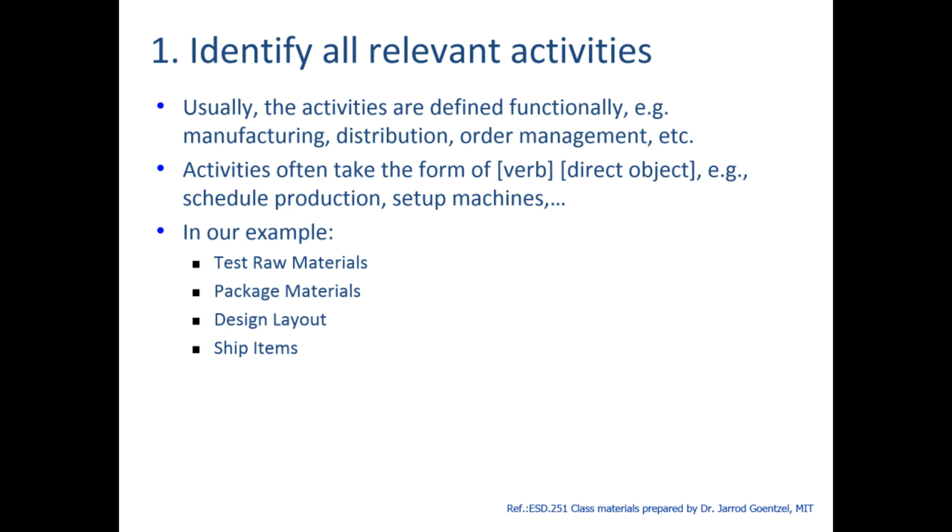The first step is to identify all the relevant activities. Usually, the costs are described as coming from specific functions: manufacturing, distribution, logistics, order management, order service, and so forth. But with activity-based costing, functions are not generally used.